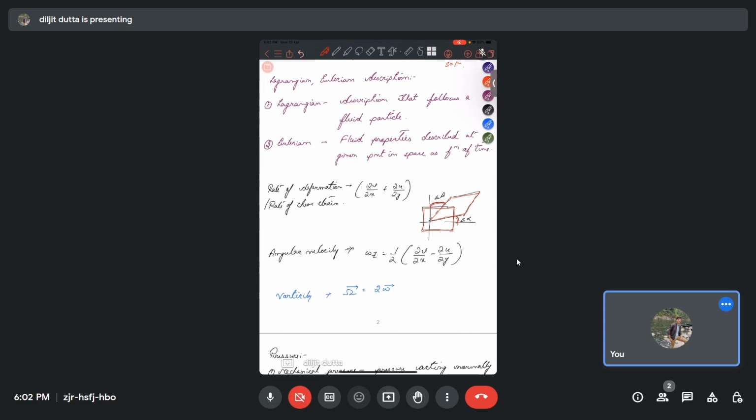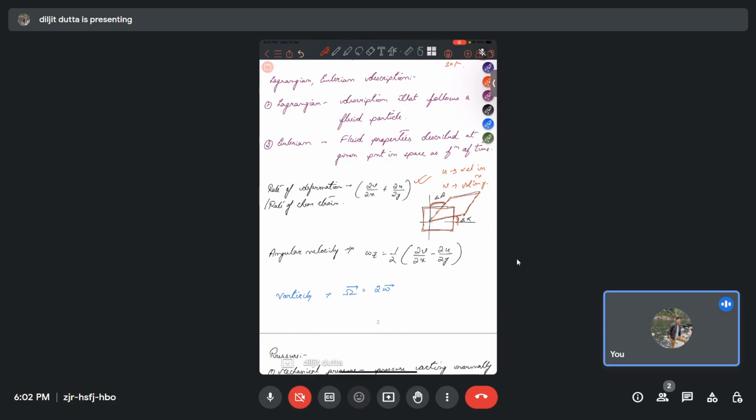So the total angular rate of change of deformation is equal to the total angular deformation, del alpha plus del beta, and this comes out to be del v by del x plus del u by del y. u is the velocity in the x direction and v is the velocity in the y direction.